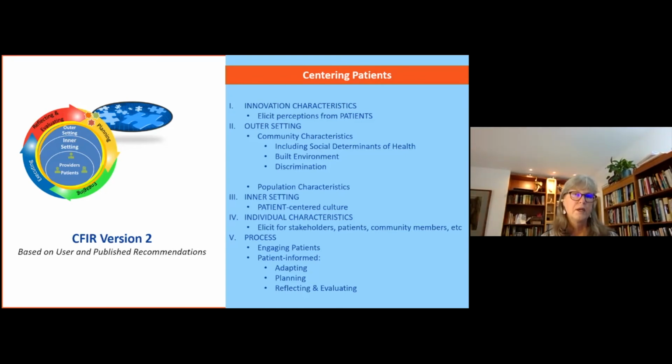Within individual characteristics, we will explicitly recognize the important role of patients, as I was saying earlier. And then within process, we will recognize the importance of engaging patients, and that patients help to inform our adaptation, our planning, and our reflecting and evaluating about how things are going.